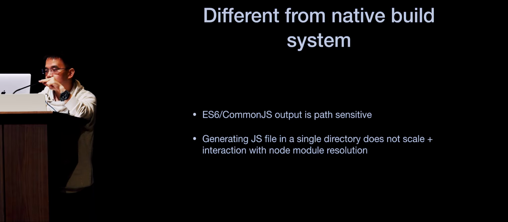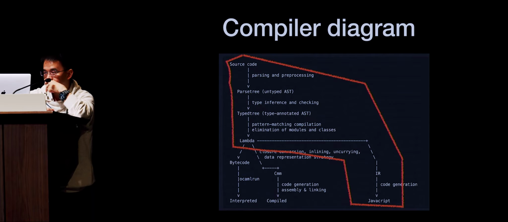So this is part of the build system. It's a diagram of the compiler. As you can see, it's a multiple phase compiler. First, we take the source language, then we do the parsing and get the surface syntax. Then we do the type checking and get the typed syntax. Then we do the pattern match compilation, which eliminates the pattern match, and we also eliminate the modules and classes. Then we go to the raw lambda expression.